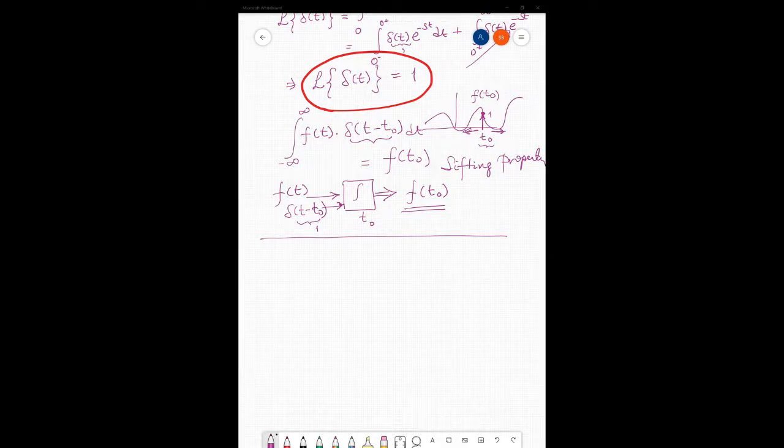Alright, next we are going to see the Laplace transform of some important functions, and as I have said earlier, the third, I should say, is a constant.